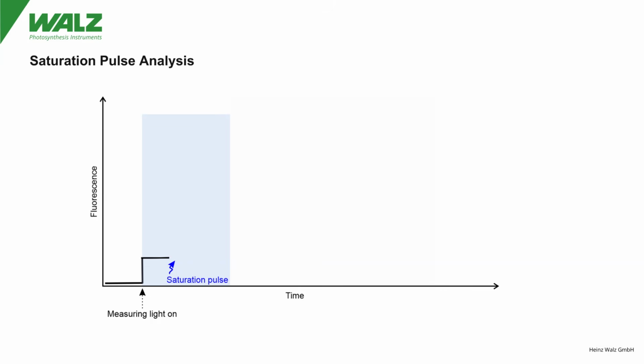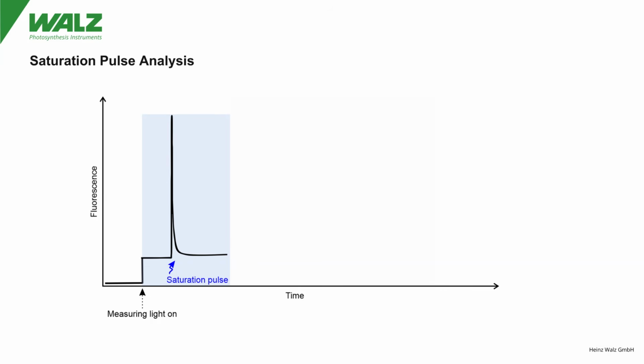The weak modulated measuring light is switched on to monitor this baseline. This value, F0, represents the fluorescence emitted by PS2 when its primary acceptor QA is oxidized and all PS2 reaction centers are open. It provides the reference point for the subsequent saturation pulse step.